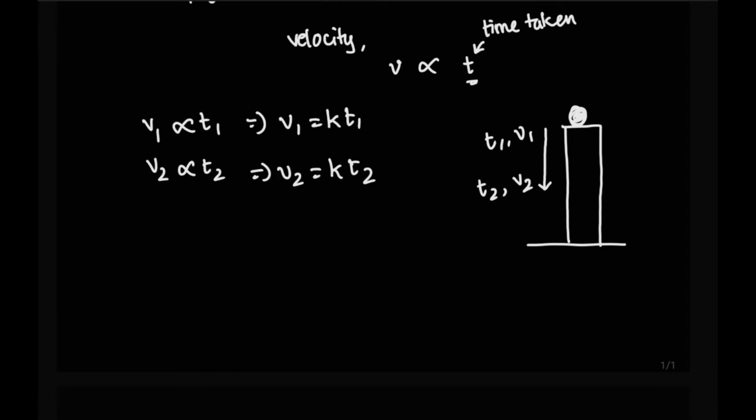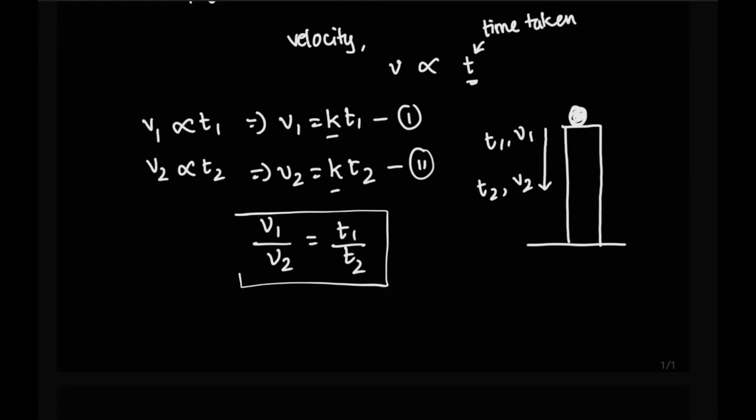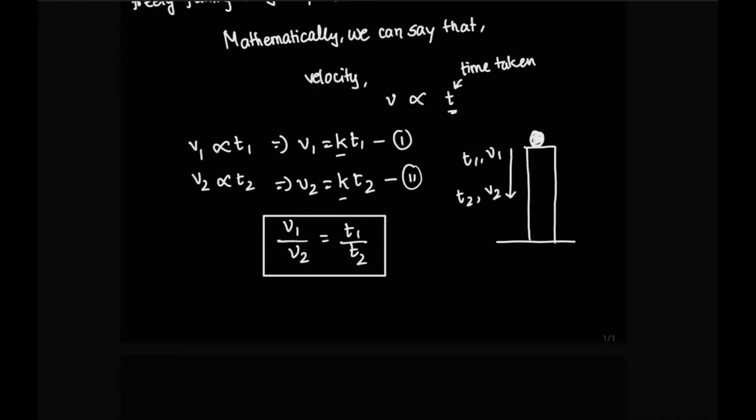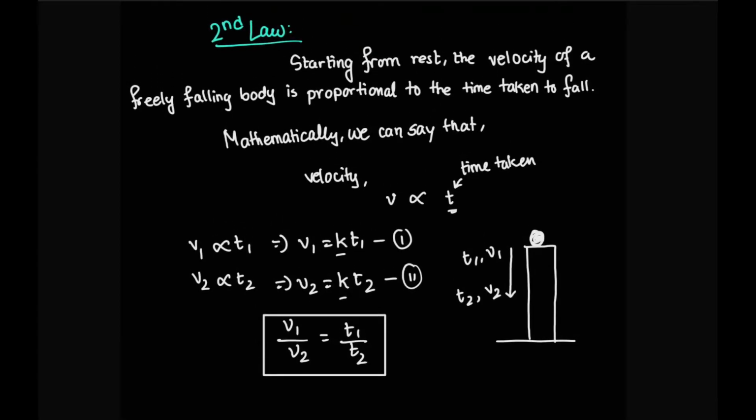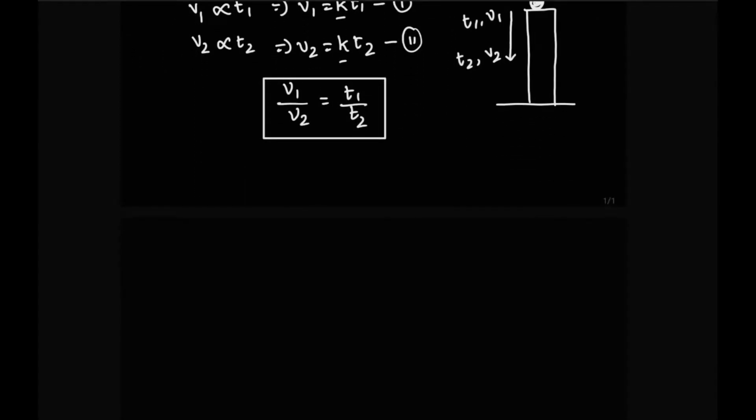And since for both the cases k, which means the constants, are the same, we can just divide the two equations 1 and 2, and we can come to the conclusion that v1 over v2 is t1 over t2. And this is the relationship between the velocities acquired by a freely falling body from rest in a vacuum. And this is what the second law of Mr. Galileo says. Alright, moving on with the third law.